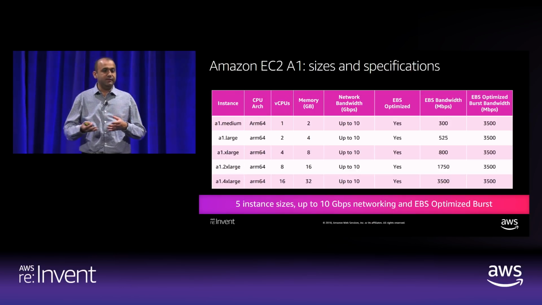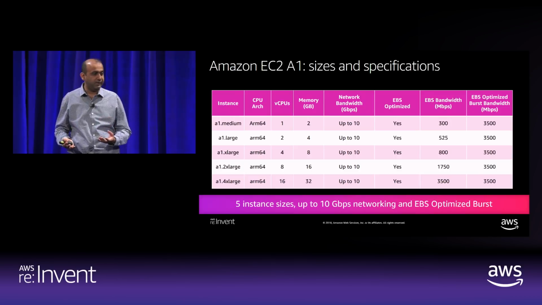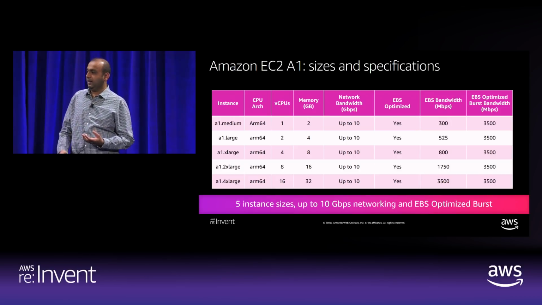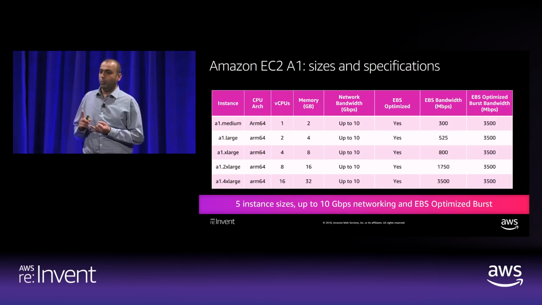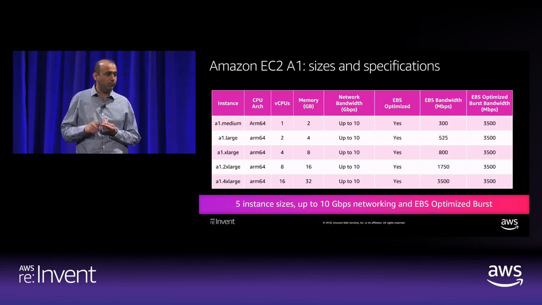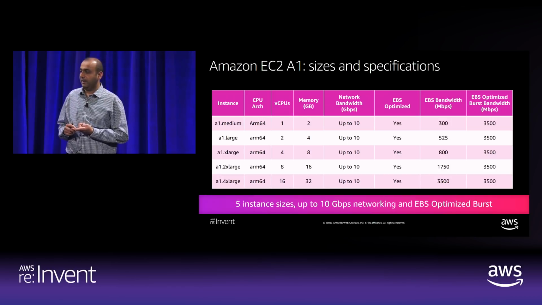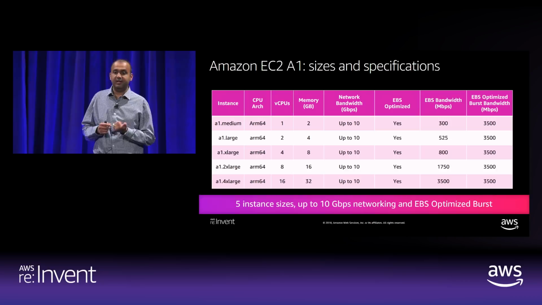So overall, these instances are integrated into the Amazon EC2 portfolio, and they essentially run just like any other EC2 instance, and you can launch them through the CLI or through the console. In terms of purchase options, we support all purchase options, be it on demand, 1-year reserved instances, 3-year reserved instances. The A1 is also available as a spot instance, and we also support dedicated hosts as well as dedicated instances.